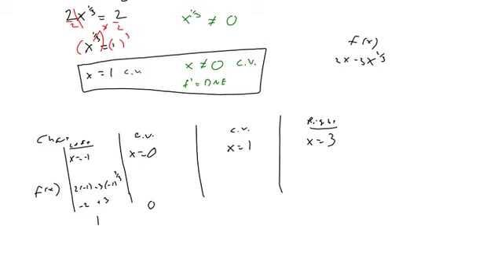2 times 0 minus 3 times 0 to the 2/3. It doesn't matter, that's all 0. For a 1, 2 times 1 minus 3 times 1 to the 2/3. That's going to be a 2 minus 3. That's going to be -1.